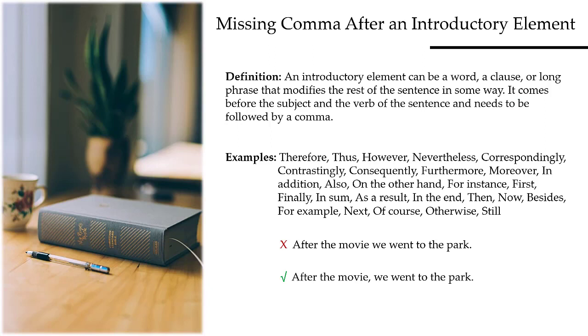An introductory element can be a word, clause, or a long phrase that modifies the rest of the sentence in some way. It comes before the subject and verb of the sentence and needs to be followed by a comma. Again, we can think of this as extra information that adds detail to the sentence.